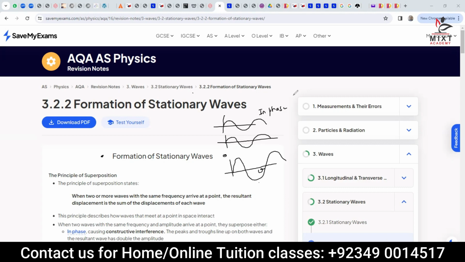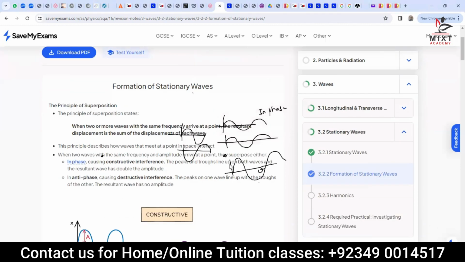Now the second example is, one wave is that, the other wave is that. Now crest will fall on trough and trough will fall on crest. If this thing happens, that type of interference is called destructive interference. Okay? Where resultant amplitude will be 0.